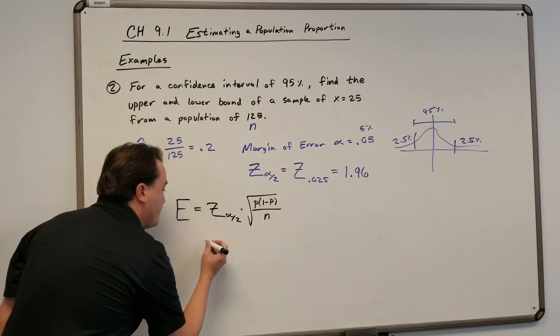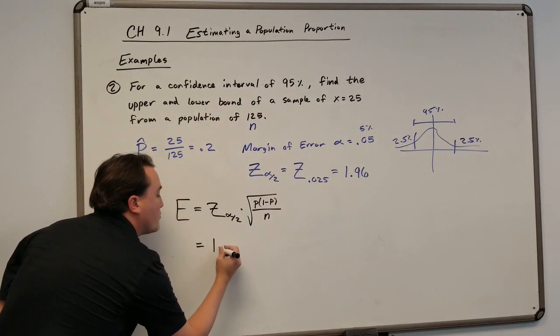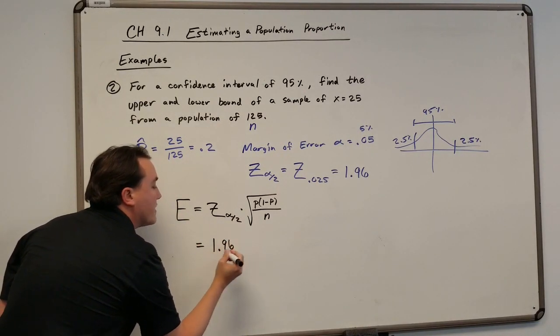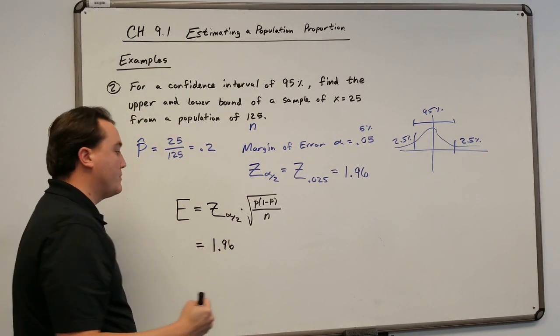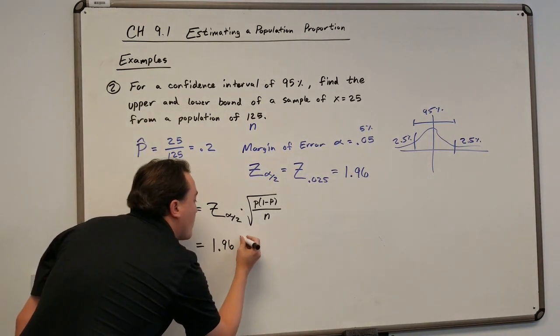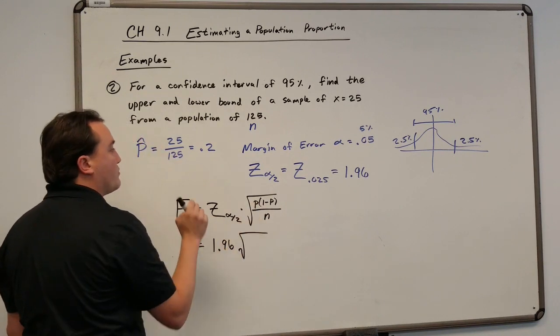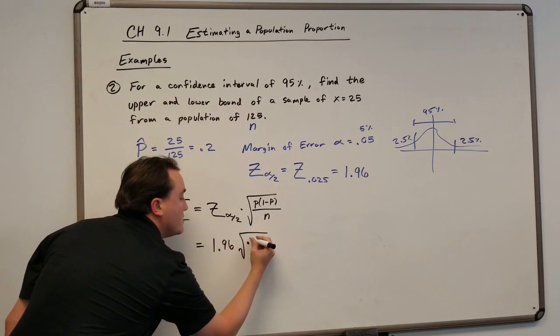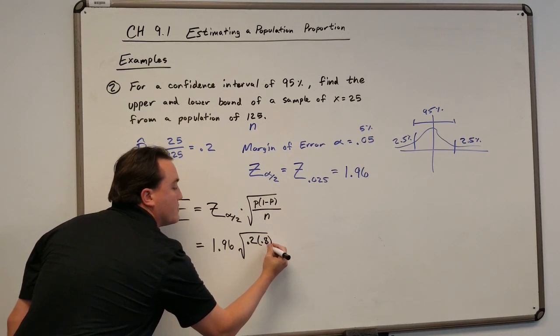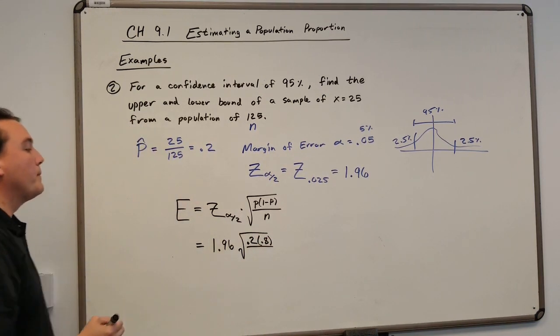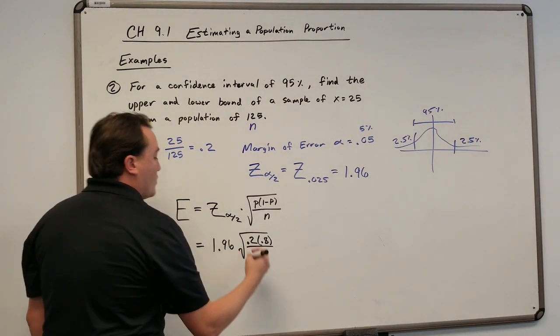Okay, so we have E equals 1.96. Like I said, we'll deal with the plus and minus later. That's where the upper and lower bounds come in. The square root of our population proportion, which is 0.2, times the inverse of that, which is 0.8. Not exactly the inverse, but it's 1 minus that number. And then n is 125.